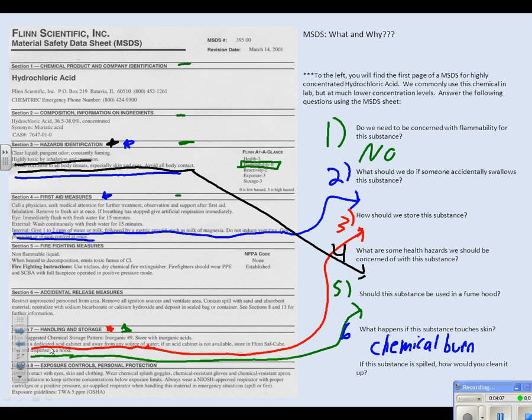And finally, number 7, if this is spilled, how would you clean it up? Well, you know it's an acid. You can go back to your lab rules, or you can go to accidental release measures here in number 6. And it says, contain spill with sand and any absorber, neutralize with sodium bicarbonate, that's baking soda, or calcium hydroxide. All of that is how you contain a spill from it. But we're just going to say, to be in line with the last video, add a base, which would be your baking soda.